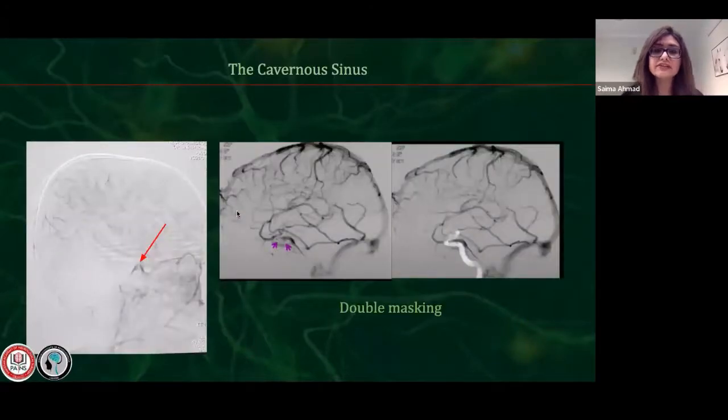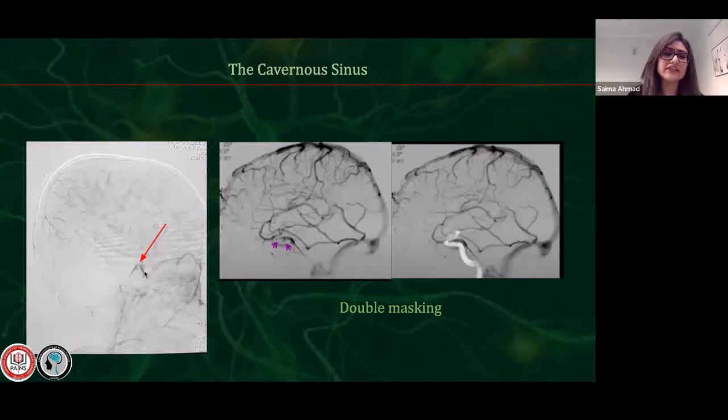So next is the cavernous sinus. The cavernous sinus is again a very big topic, but what makes it peculiar is that it is a vein which contains the internal carotid artery and the third, fourth, fifth, and sixth nerves. So this is the cavernous sinus, and this is the lateral angiogram showing the venous phase, and this faint shadow is the internal carotid artery. So this is a double masking, and you can appreciate the relationship between the internal carotid artery and the cavernous sinus here.